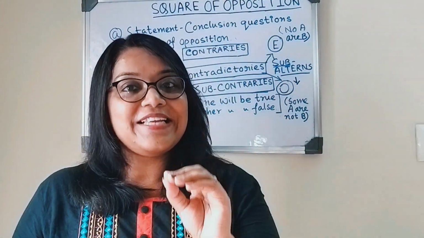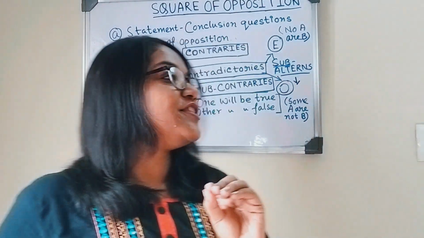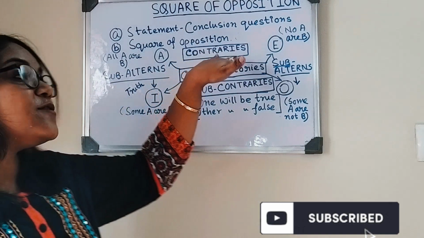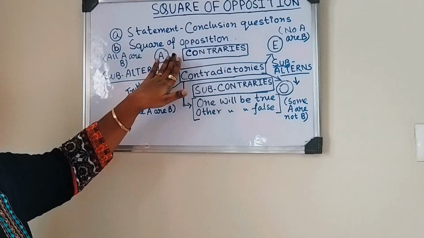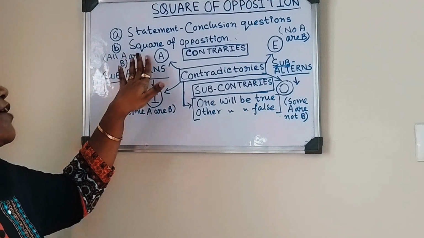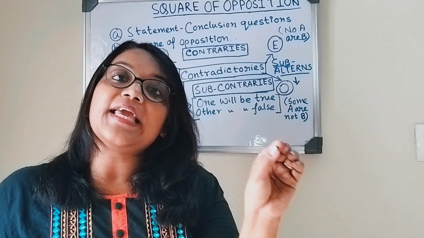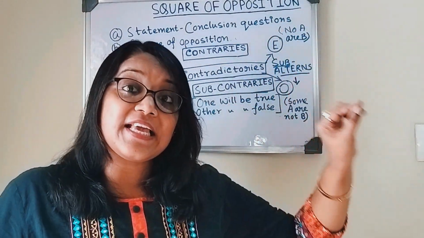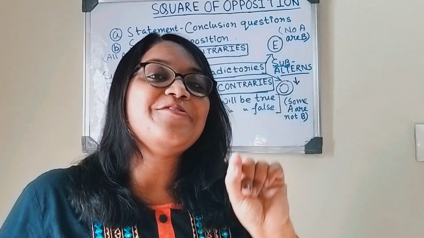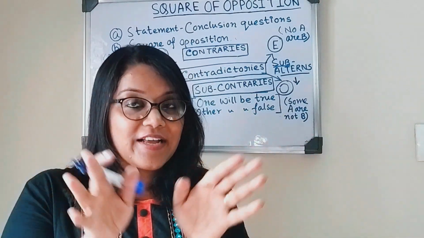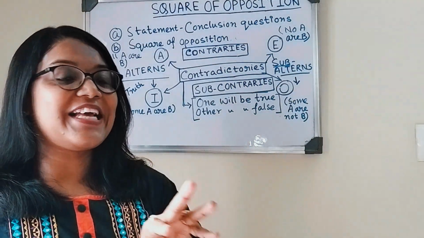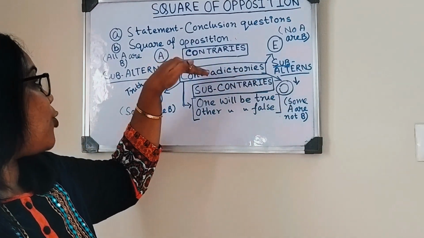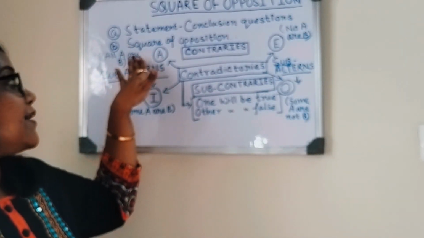So now coming to the next combination. For example, in the case of contraries, A type of statement basically indicates all A are B. So all A are B is true. So no A are B is obviously false because both cannot be true together. Similarly, we can say if no A are B is false, then nothing can be said on the A type of statement, that is all A are B.